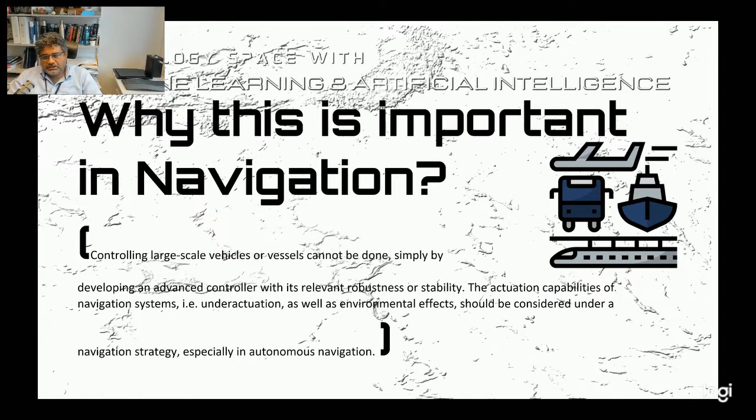When you try to control large-scale vessels or vehicles, that controllability cannot be obtained simply by developing an advanced controller with its relevant robustness or stability. The actuation capabilities of these navigation systems, especially whether they are under underactuated conditions, as well as the environmental effect on these actuation capabilities, should also be considered while you are developing a navigation strategy towards these types of vehicles or vessels. Especially when you're talking about autonomous navigation, these underactuated conditions can introduce additional challenges into these navigation systems.